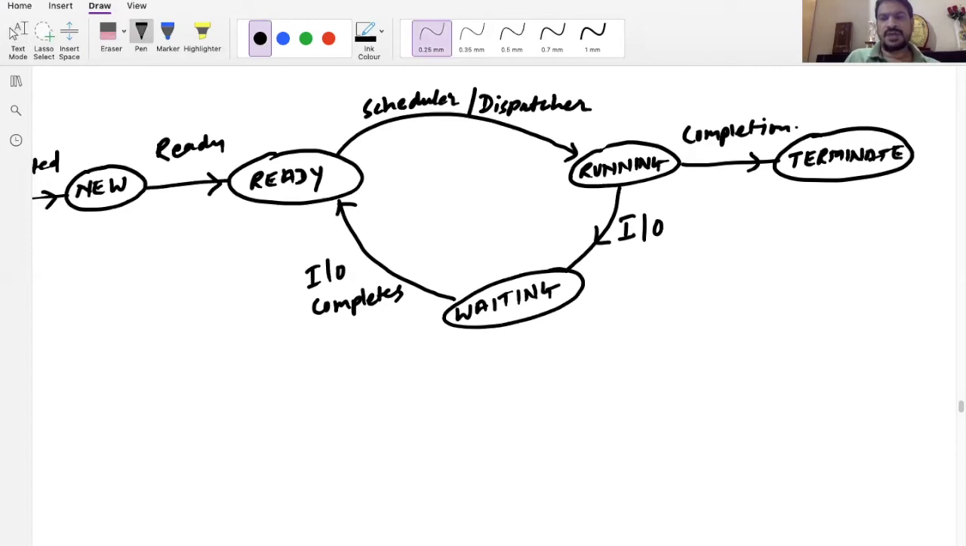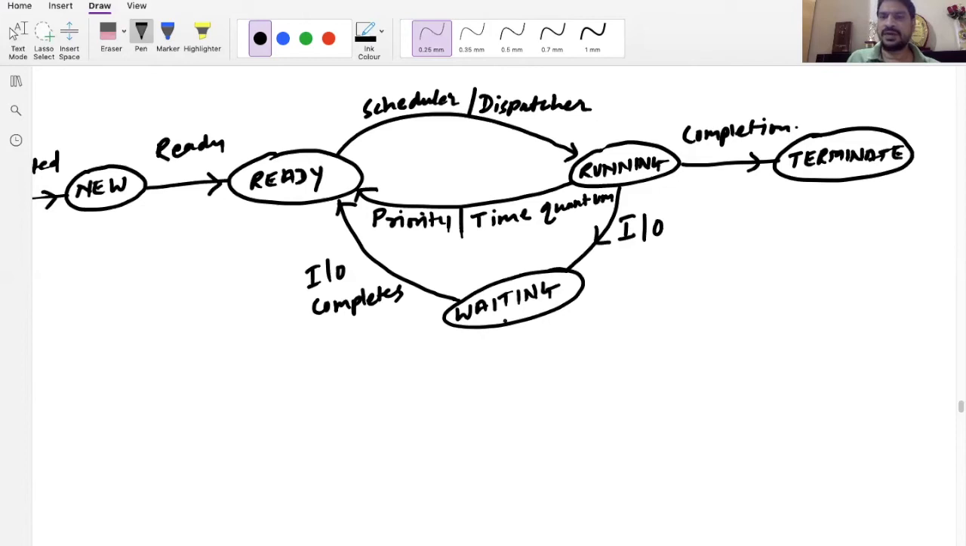Let's say a program does not require IO, but due to a higher priority process, or due to the time quantum allotted to a process expiring, then also the process will go from the running state to the ready state.